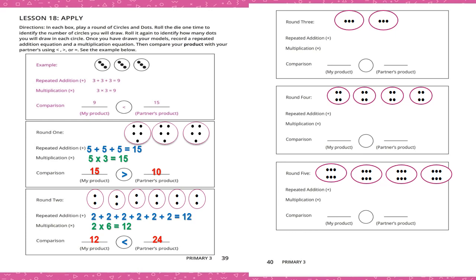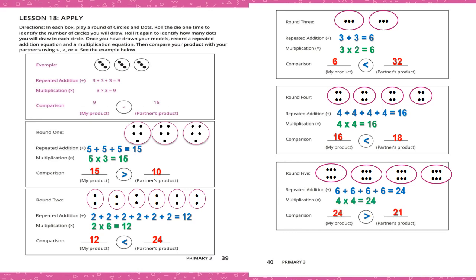In round 3, I gave you here 2 groups, and inside each group I have 3 dots. So if I want to find the total, I will add 3 plus 3 equals 6. By multiplication, I will ask myself, what is the number I repeat? 3. How many times do I repeat 3? 2. So it's 3 times 2 equals 6. My product is 6 and my partner's product is 32, so he is bigger. By the same way, you can continue the rest of the exercise.